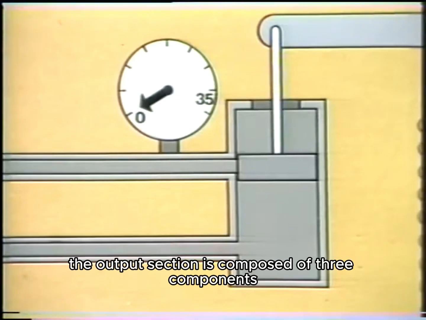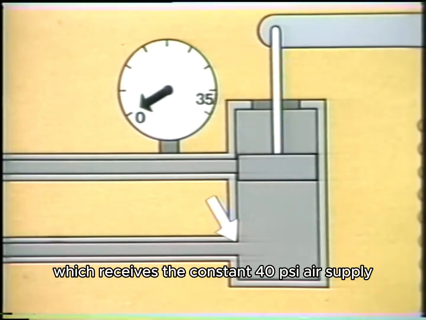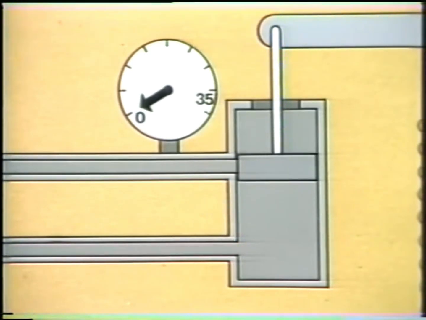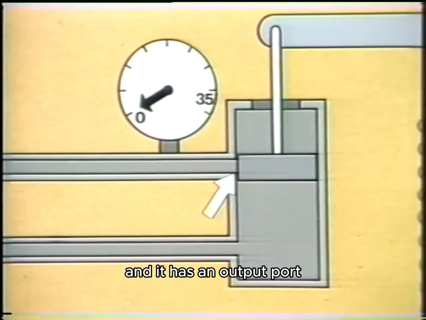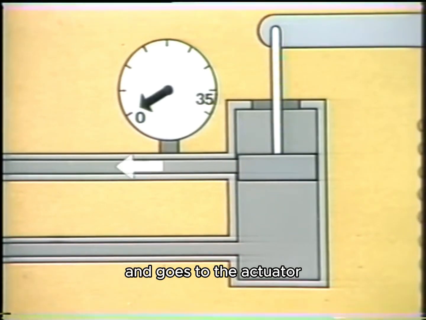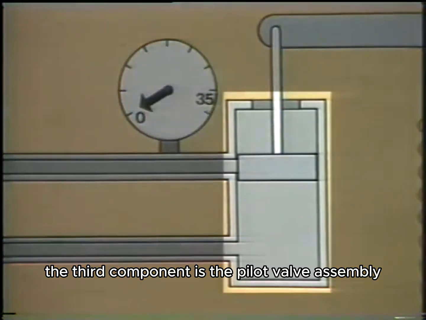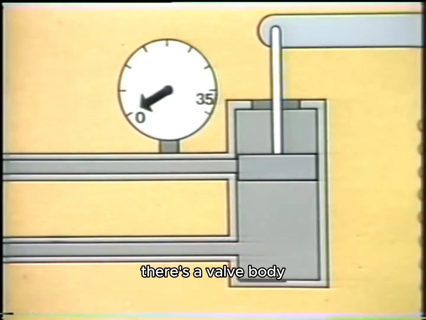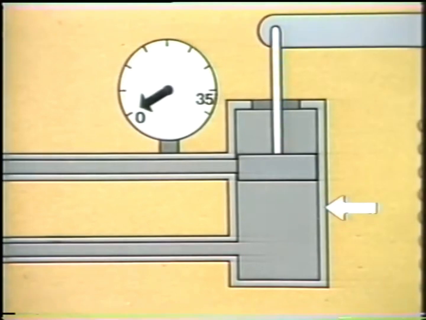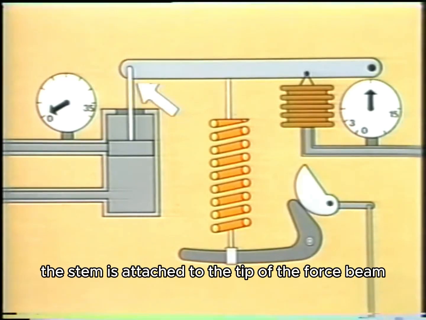In this example, the output section is composed of 3 components. It has a supply port, which receives the constant 40 psi air supply, and it has an output port. From here, the regulated pressure leaves the positioner and goes to the actuator. The third component is the pilot valve assembly. There's a valve body and a stem. The stem is attached to the tip of the force beam.